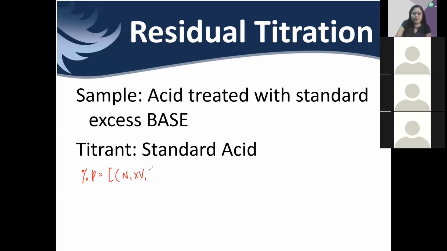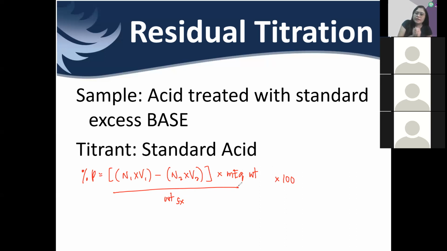N1 times V1 minus N2 times V2 times the milli-equivalent weight, again, times the milli-equivalent weight divided by the weight of the sample times 100. So it is the same formula as that of the residual titration or indirect titration for acidimetry.